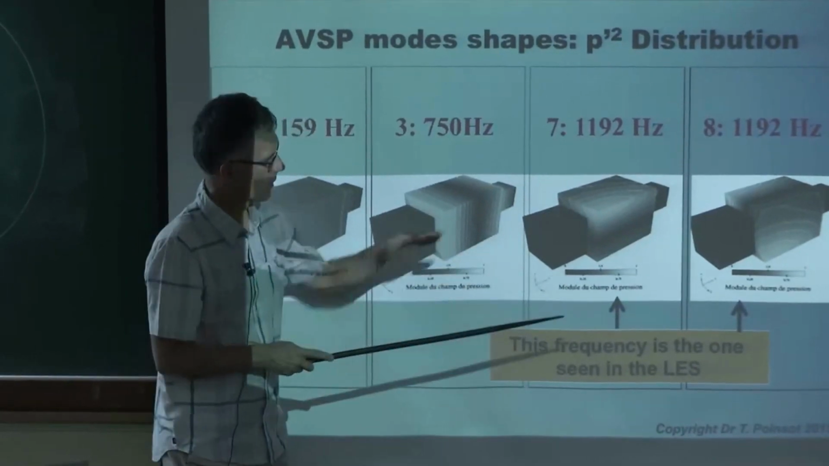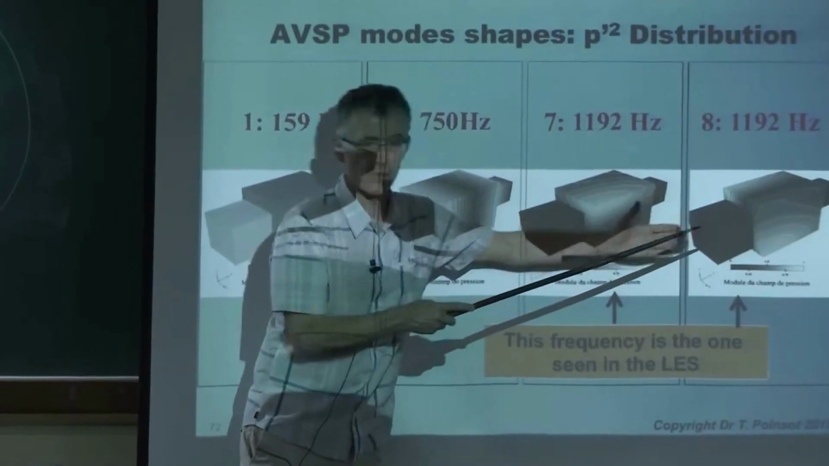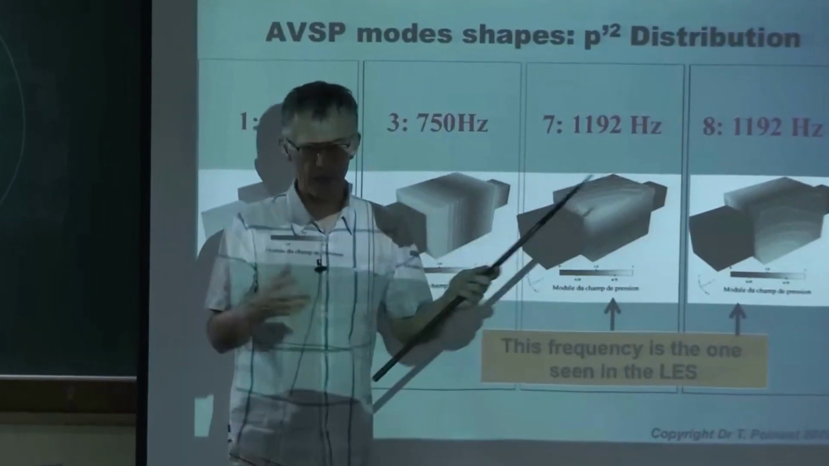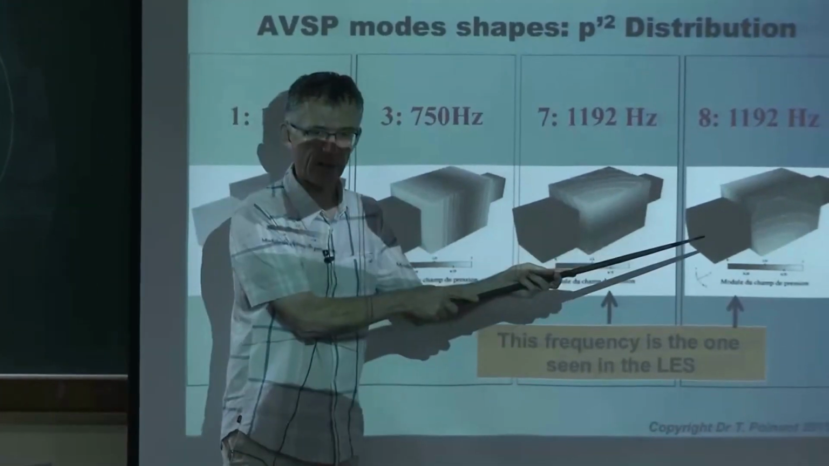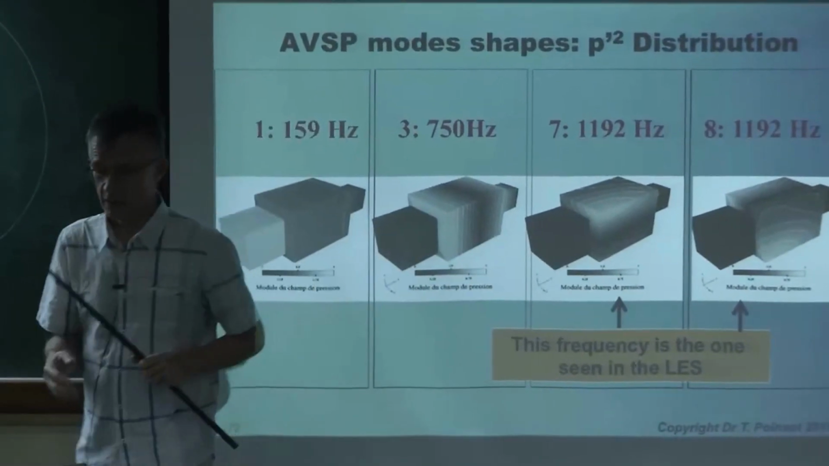Actually, there are two modes. One mode between these two walls, one mode between these two walls. Since the chamber is square, it's the same frequency. So these modes are again called degenerate because they have the same frequency. So you can combine them. Since they are the same frequency, you can add them with any phase you want.